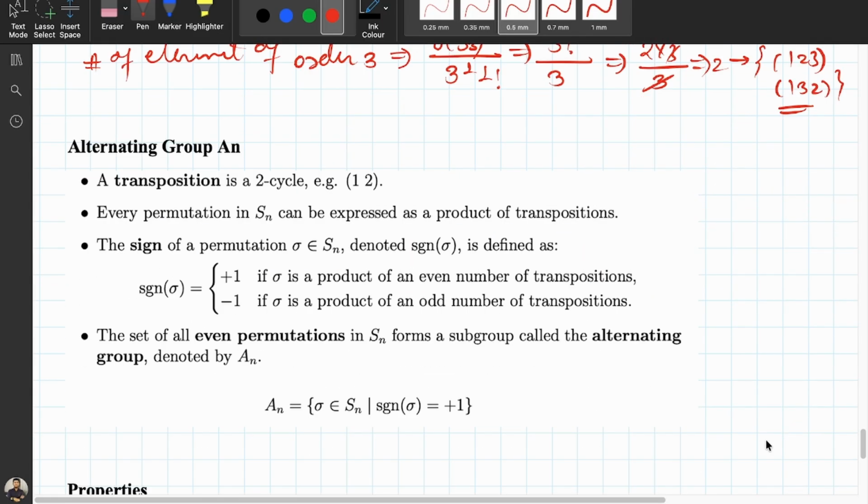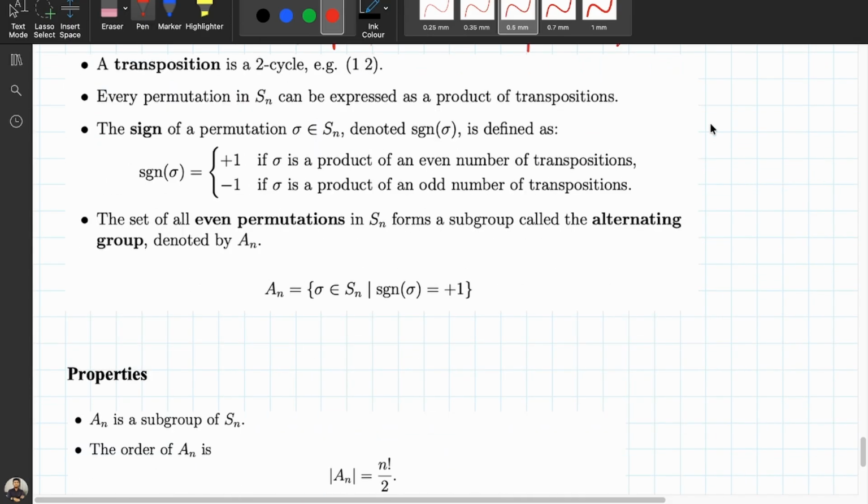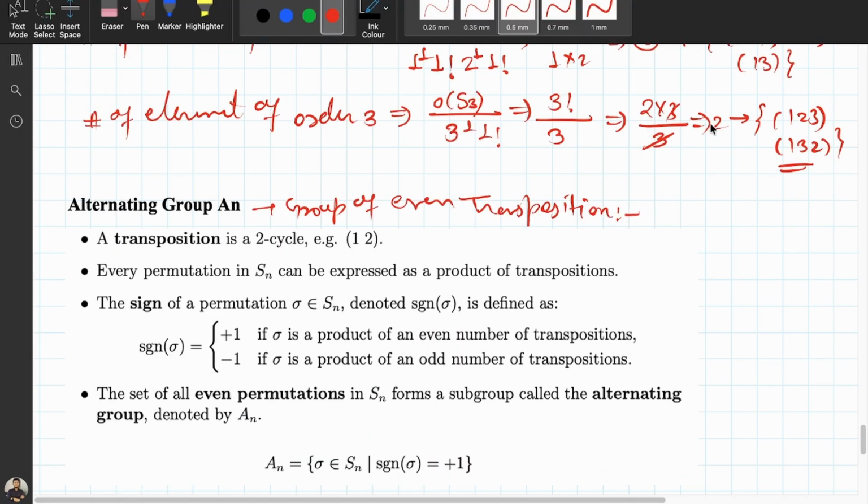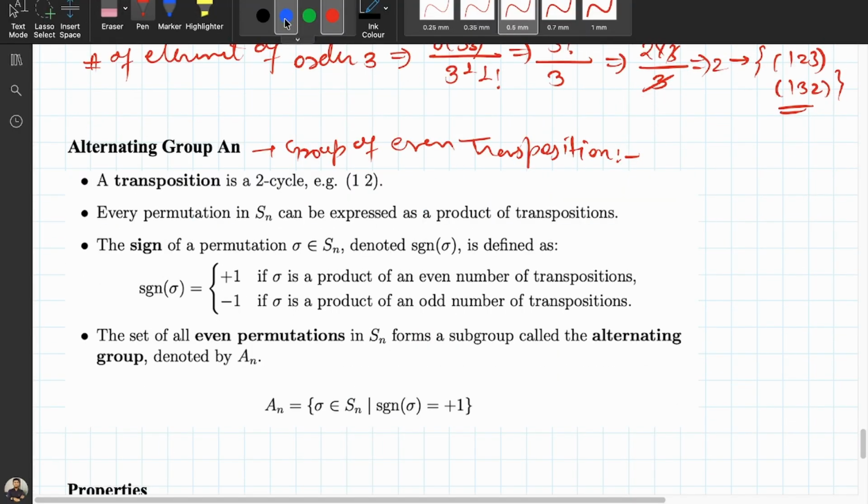Now one more concept is there, the alternating group. What is the meaning of the alternating group? The alternating group is basically a group of transpositions. An means it is the group of even transpositions. What is the meaning of this even transposition? First of all, I will take one example. Just see S3.